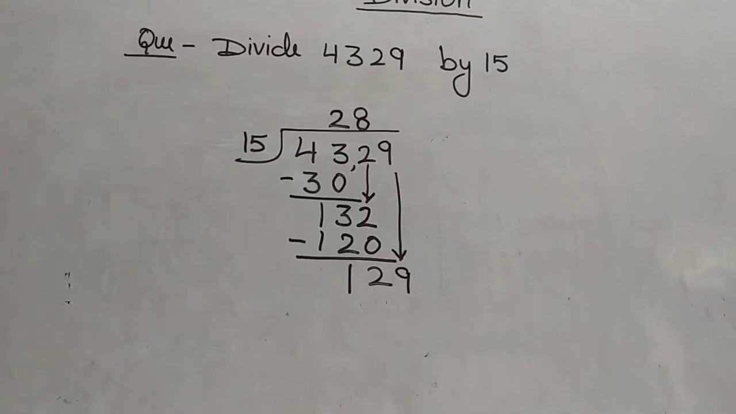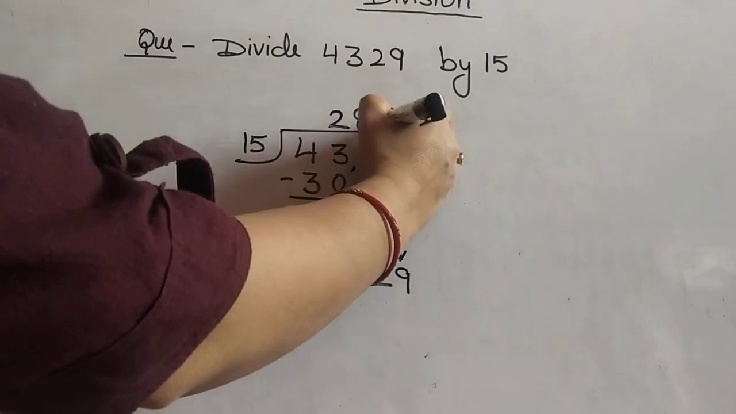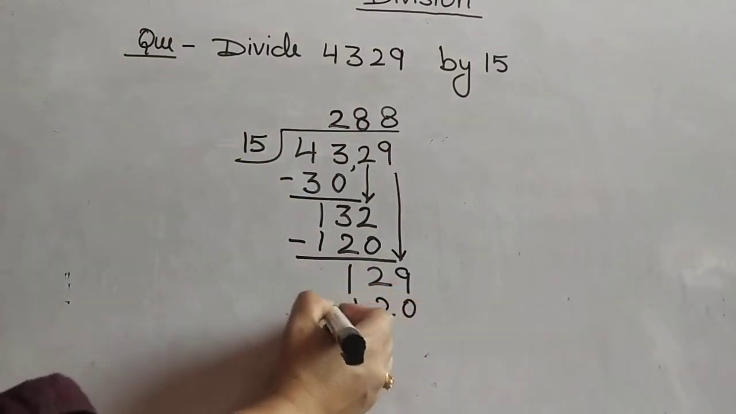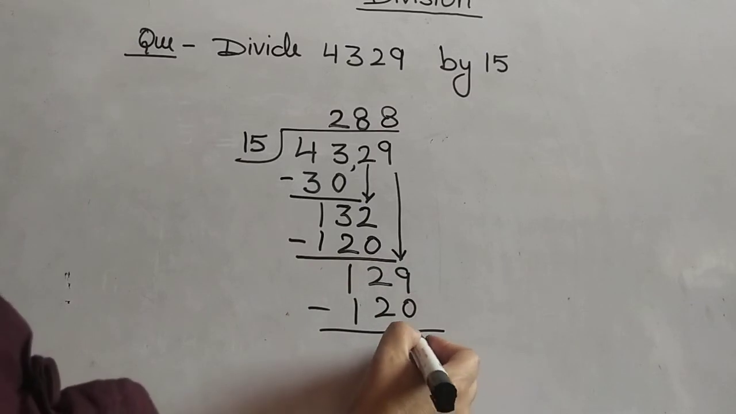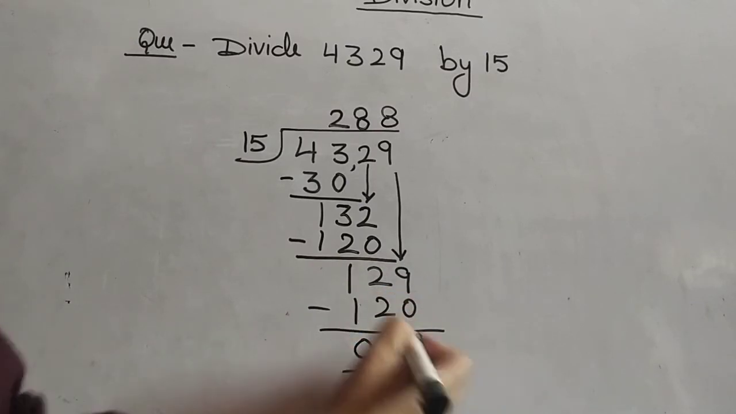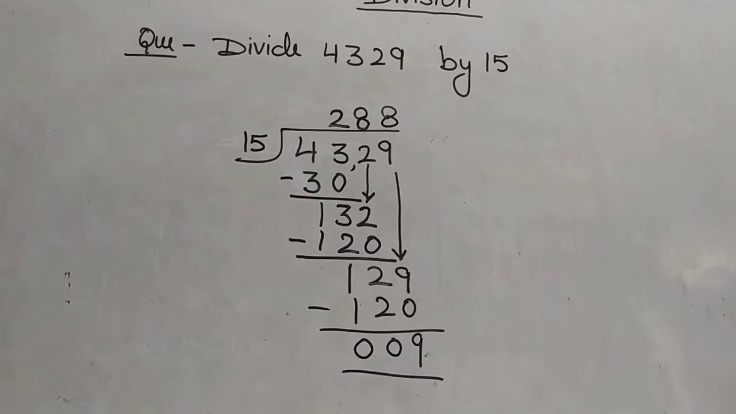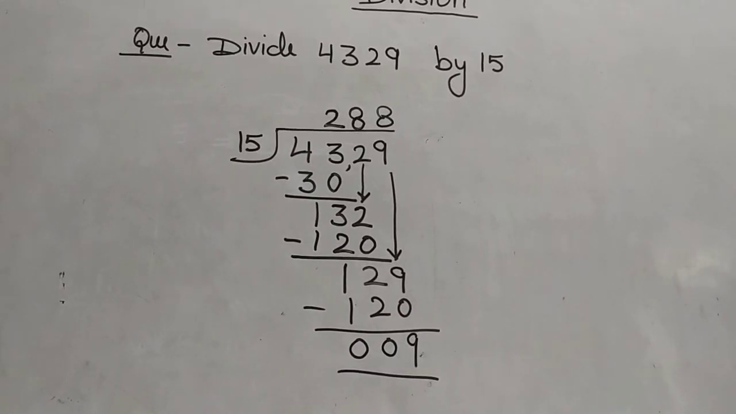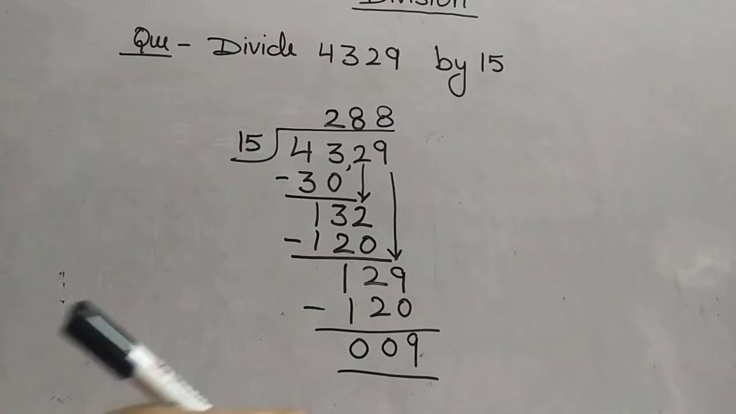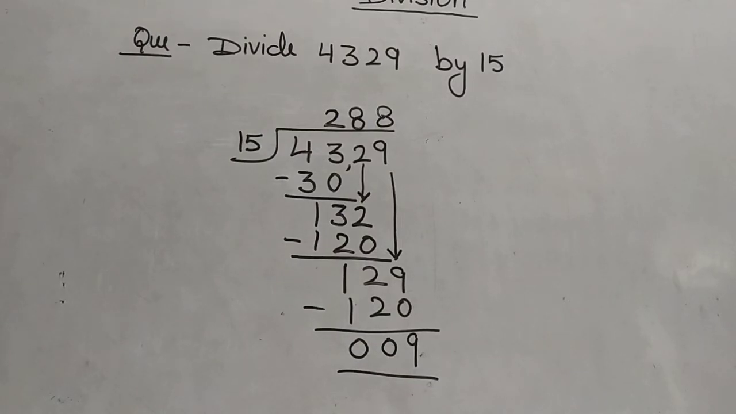So again 15 eights are 120. 9 minus 0, 9. Now we don't have any digit to bring down. So our question is over. And children, remember that your remainder, as I told you, the number remaining in the end is called remainder. This is the remainder. Remainder is 9. Your remainder should always be smaller than your divisor.